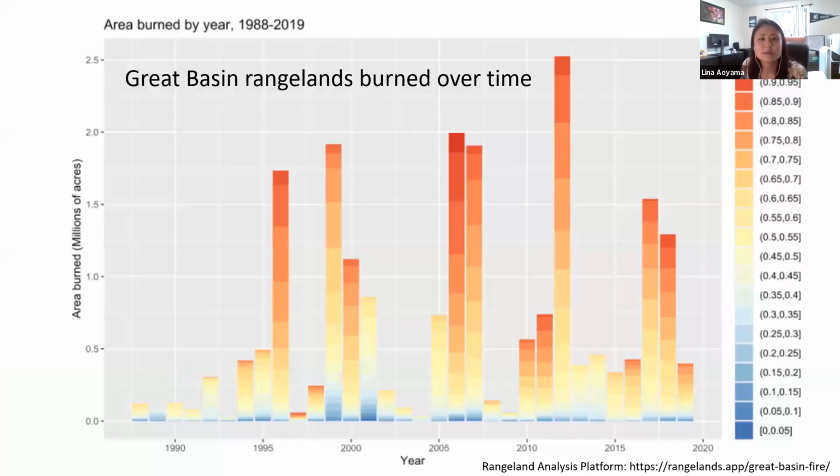This is a figure produced by the Rangeland Analysis Platform. It shows the total area of rangelands burned each year in the Great Basin. Bars are color-coded to display how much of that area was in each fire probability category. As you can see, we're experiencing larger and more frequent wildfires than ever before, and the overwhelming majority of the wildfires occurring in this area are in the high fire probability area, represented by the warm colors.